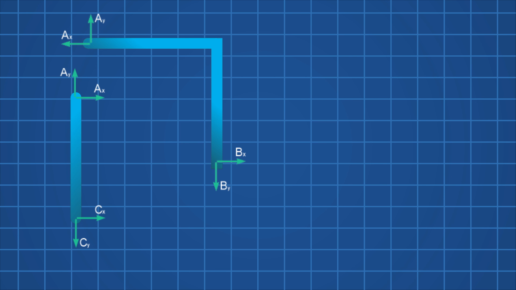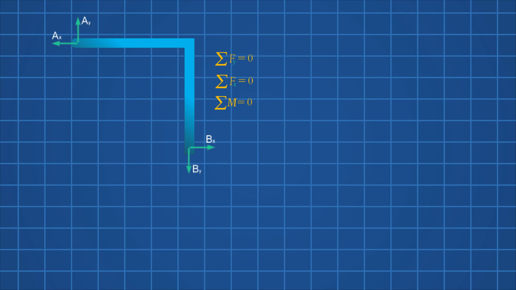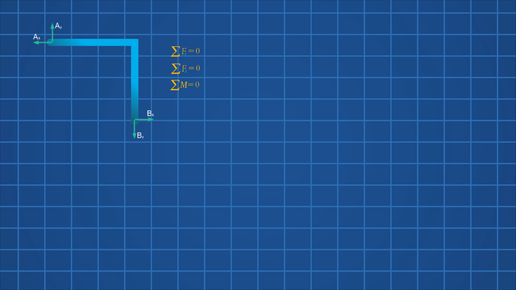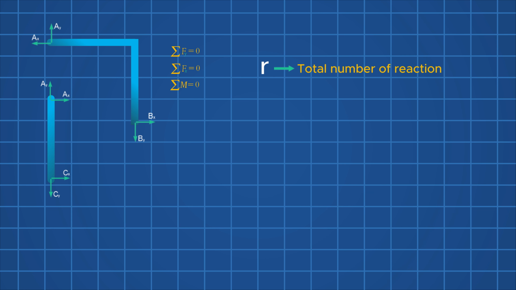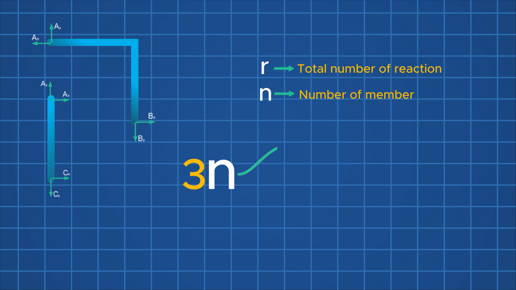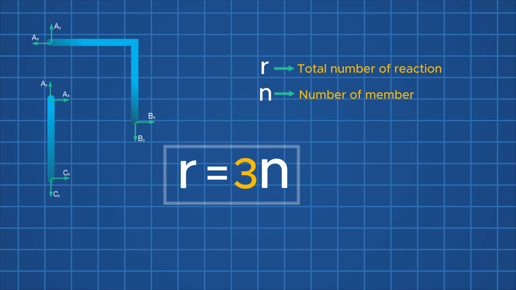For a 2D structure, there are at most 3 equations of equilibrium for each member, with the exception of 2 force members. If R denotes the number of force and moment reactions and N denotes the number of members, the product of 3 and N is the number of equilibrium equations for a particular structure. We can check for the determinacy of a structure using this equation.